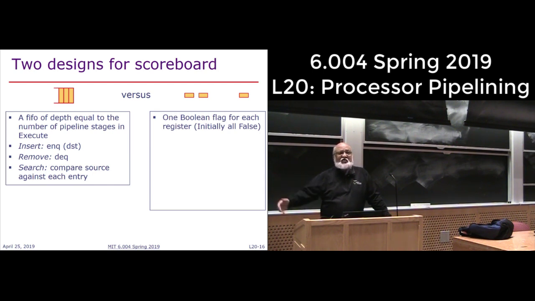Search is a bit of a problem. What will search do? Search has to give me a source. It has to compare against every entry in the FIFO. So if the FIFO was 10 long, and you have to compare against 10 things in 1 cycle, that's pretty daunting. Well, 2 pieces of good news. One, how long is your FIFO? How many entries do you need in your FIFO? Anyone? In the scoreboard, how big does the FIFO have to be?